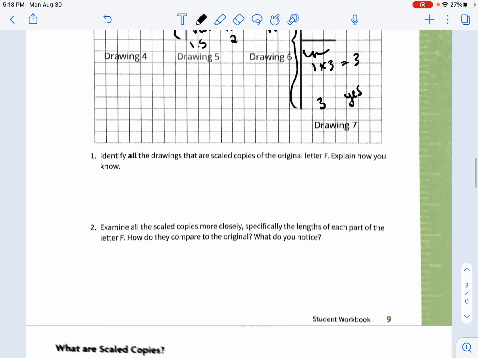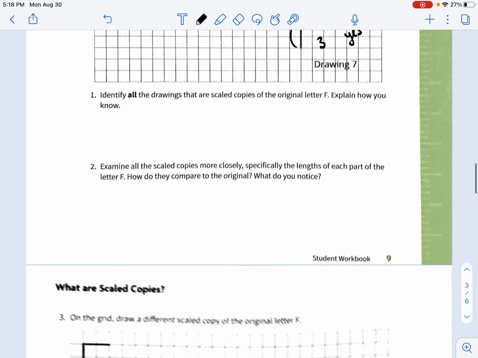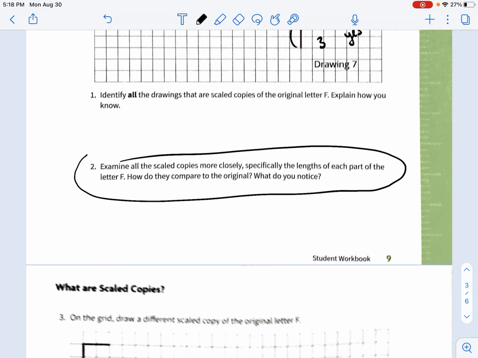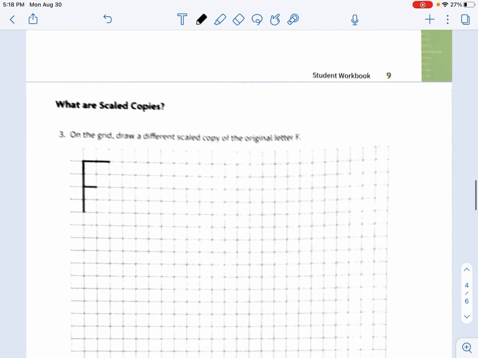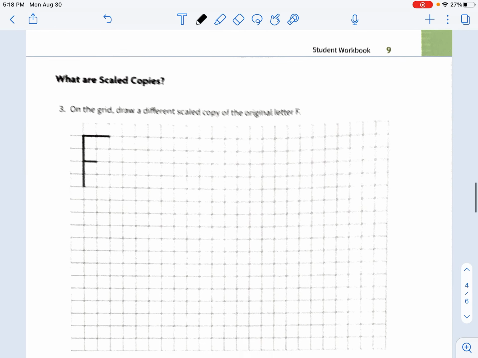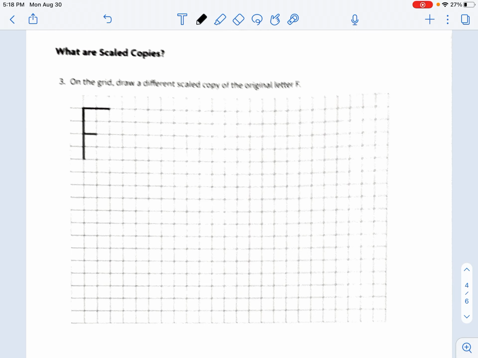Okay, so we identified all of the scales. It was drawing 1, 2, and 7. And this is just kind of re-examining by using what I just said. Look for that scale that you're multiplying each dimension by. Okay, now here, this just gives you a chance to actually draw a scale of your own.